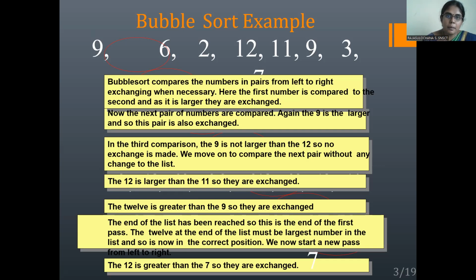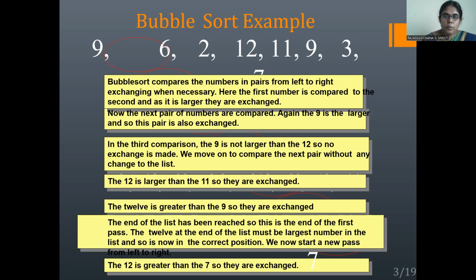In the third comparison, 9 will be compared with 12. But here 9 is not greater than 12, that is, the first bubble is not greater than the second bubble, so it will not be swapped. Now compare 12 with 11. 12 is greater than 11, so 11 and 12 are swapped. Now again compare 12 with 9. 12 is greater than 9, so 12 and 9 are swapped.